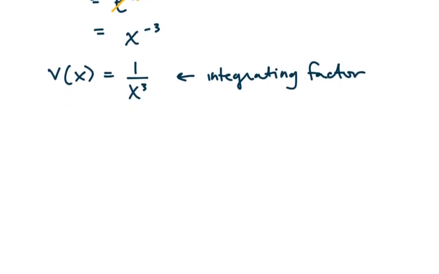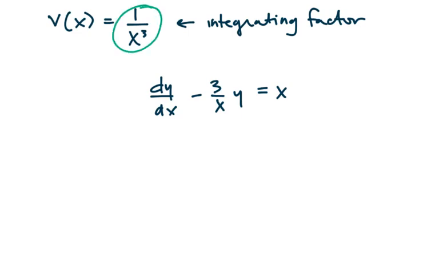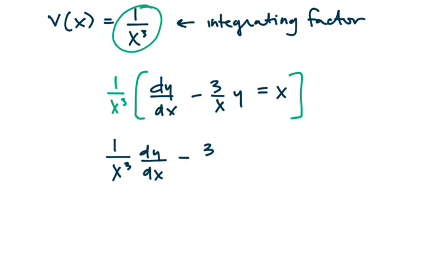The next thing we do is take that differential equation in standard form that we started with, which was dy dx minus 3 over x times y equals x. We're going to multiply the entire thing by that integrating factor, 1 over x cubed. When I do that, I have 1 over x cubed dy dx minus 3 over x to the 4th y equals 1 over x squared. So I've distributed that there.